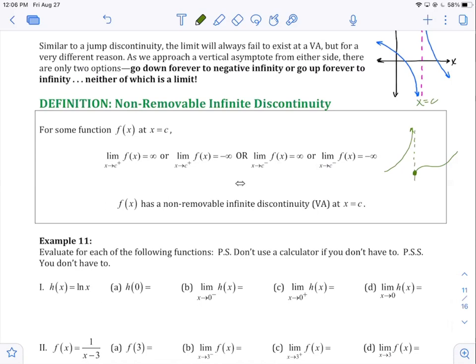Okay, so let's take a look at example 11. For each of the following functions, without a calculator, let's try to answer as accurately as possible. And then we'll give the safe answer. The safe answer, like using your boat in the harbor only. That's not what boats are for, right?